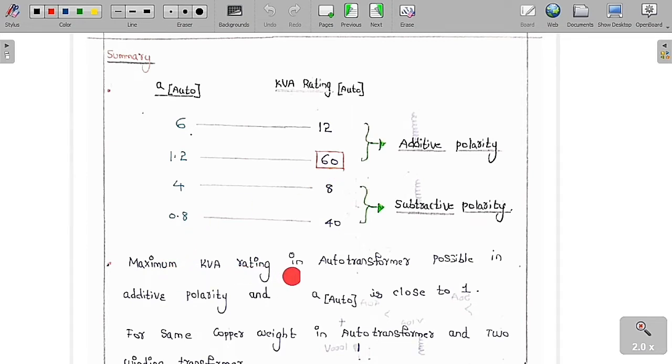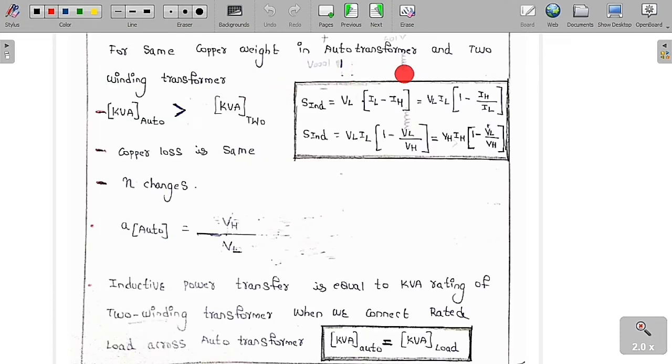So maximum kVA rating in auto transformer is possible in additive polarity, and the auto transformer turns ratio is close to 1. Only in this case are we going to get it. Now, for the same copper weight in auto transformer and two winding transformer, what is the thing that we are going to see?